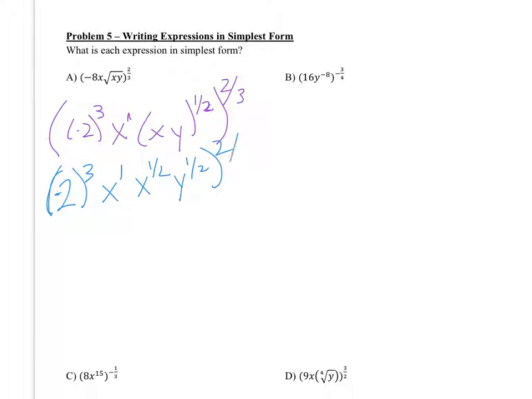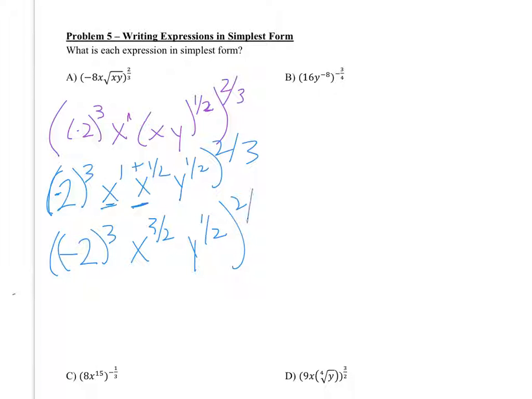to the 2/3. Now before I do that power to a power, I notice that these two have the same base. And since these two have the same base, I can add those two exponents. So again I have negative 2 raised to the 3rd power times x to the 3/2, because 1 plus 1/2 is 3/2, times y to the 1/2, all to the 2/3 power.